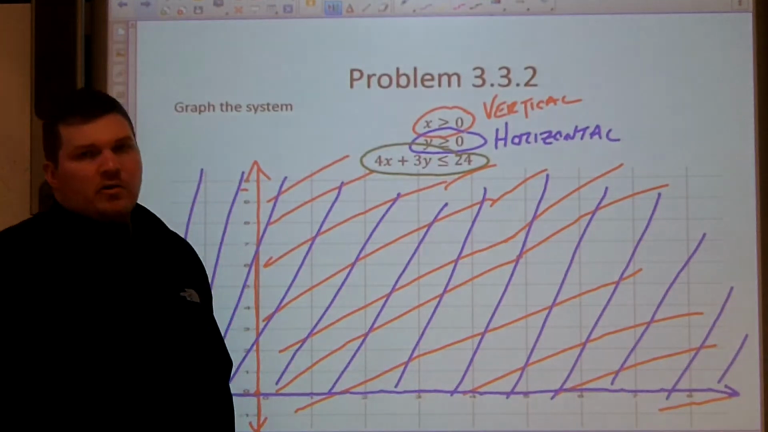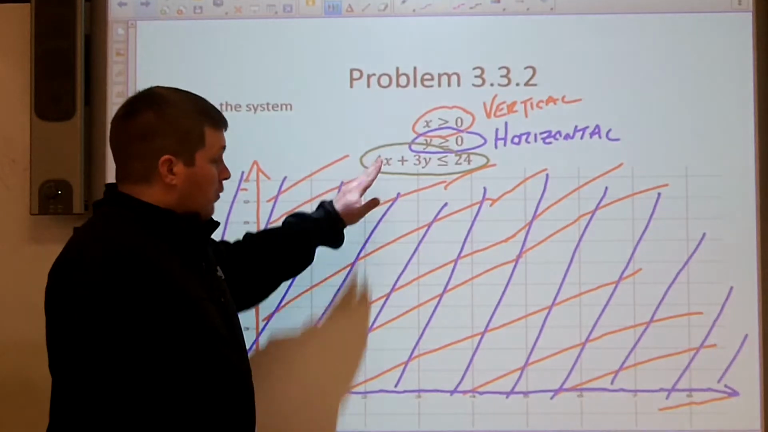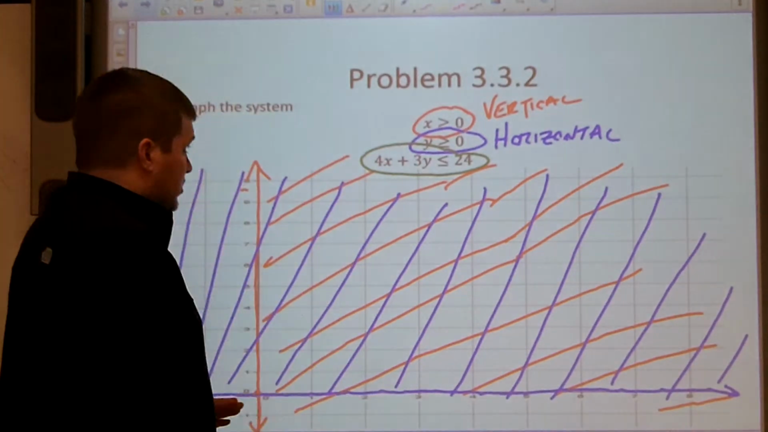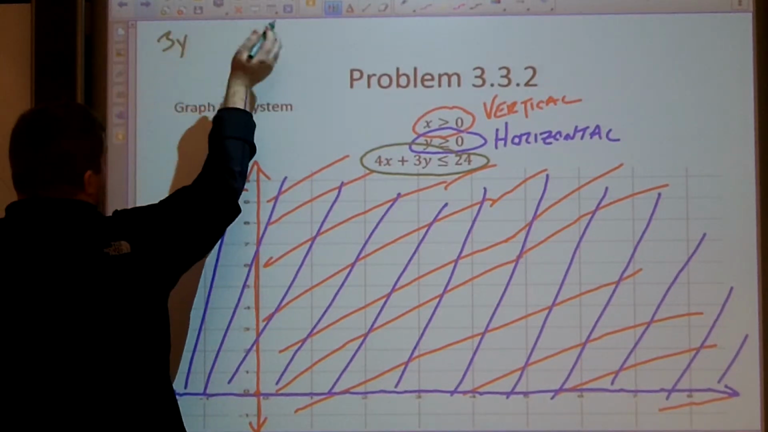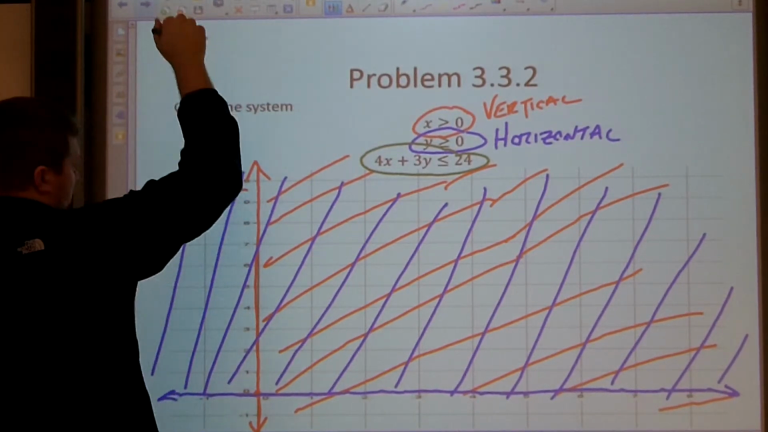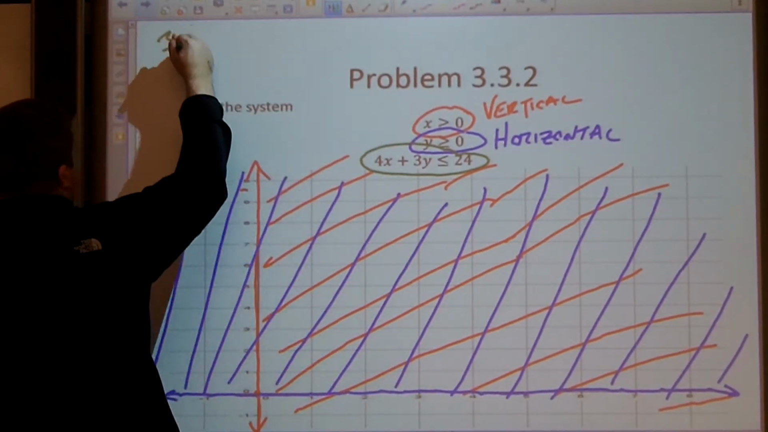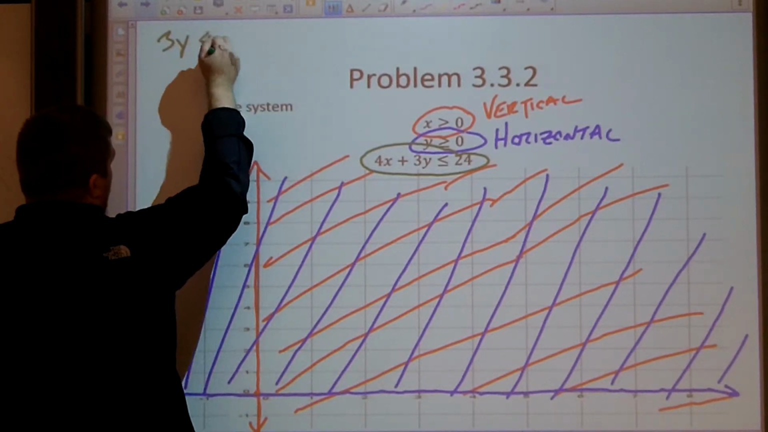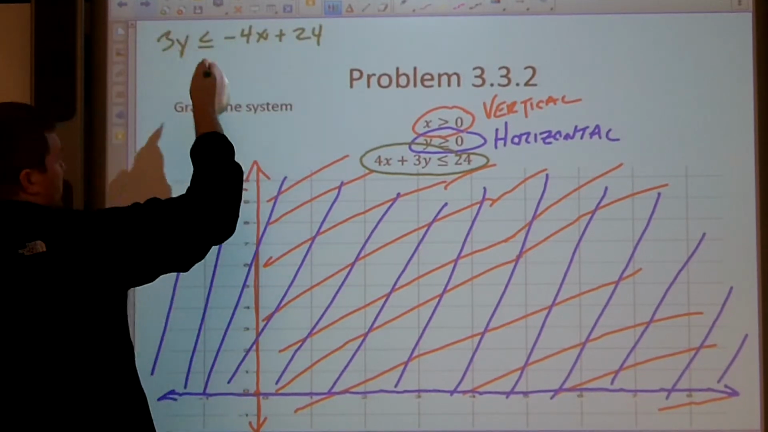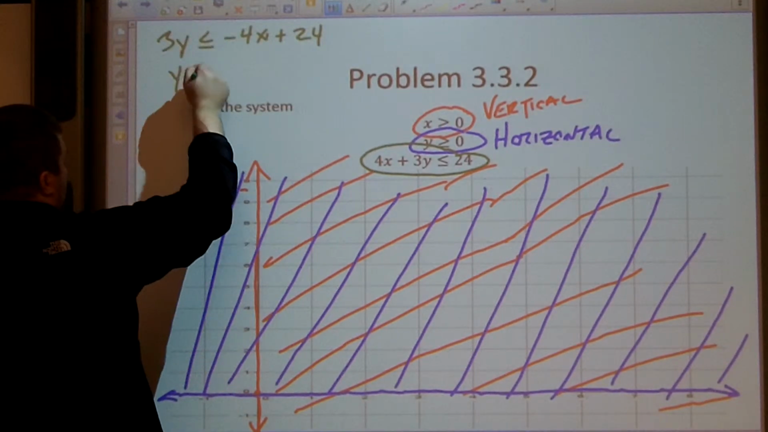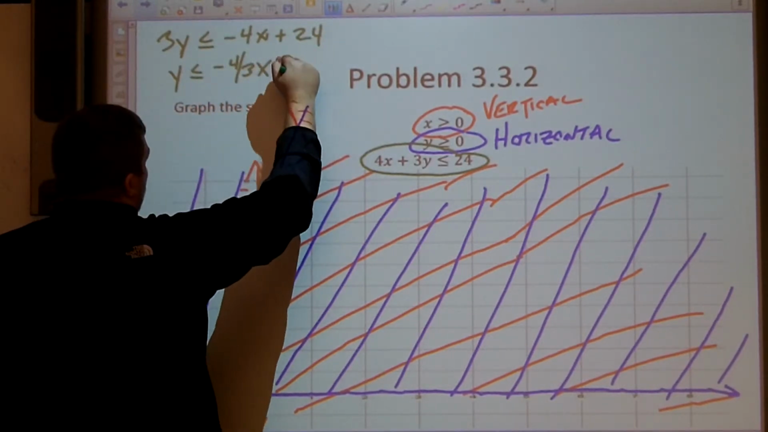Well, obviously that's not going to be horizontal or vertical. It's going to be some kind of diagonal line. And it would probably be best if we just get y by itself. So let's do a little bit of scratch work first. So I have 3y, and I'm just going to use equals for now. Actually, let's use the inequality just in case. So 3y is less than or equal to -4x plus 24. Divide by 3 on both sides, so I have y less than or equal to -4/3 x plus 8.